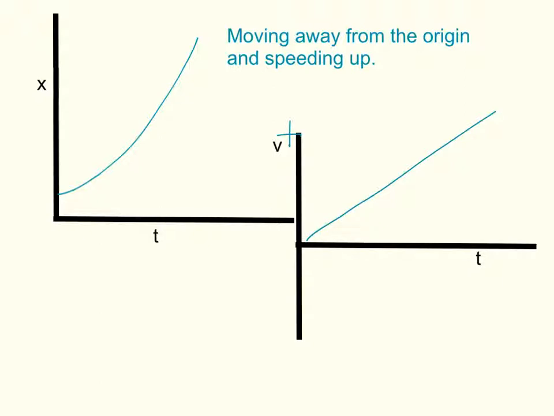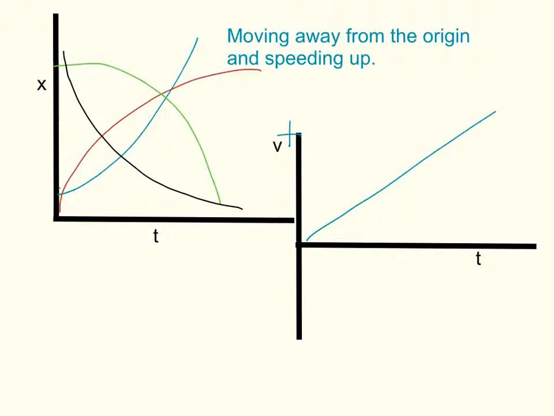If an object was slowing down, moving away from the origin, the position time graph would look like this. Here we see that the line is steeper at the beginning, less steep at the end, so the object is slowing down. If an object was speeding up but moving toward the origin, the line would look like this. Again, the line is steeper at the end, showing that it's speeding up at the end. And finally, if an object is slowing down but moving toward the origin, it would have a shape like that.